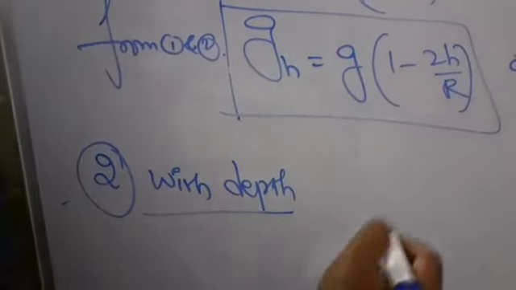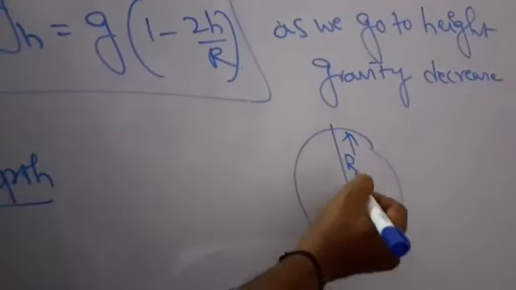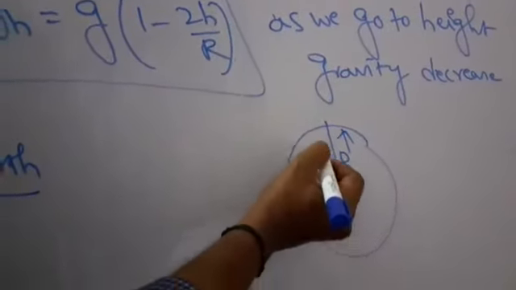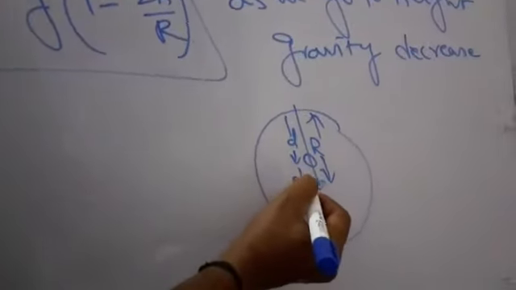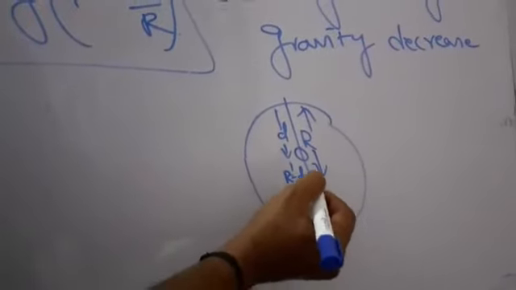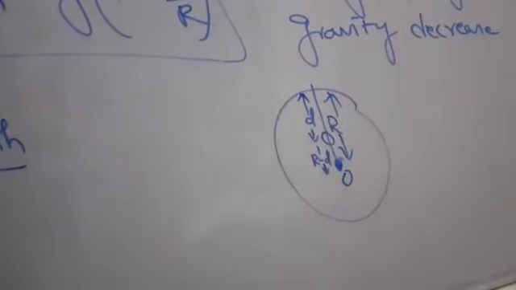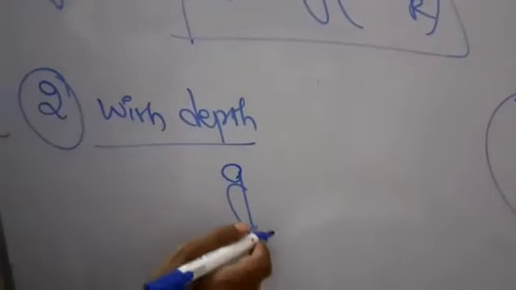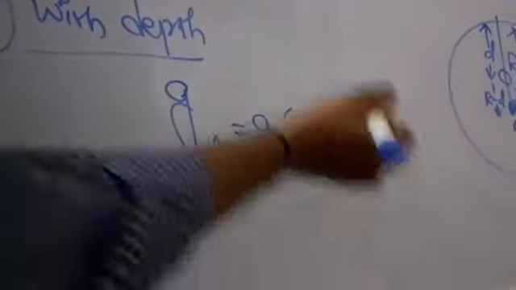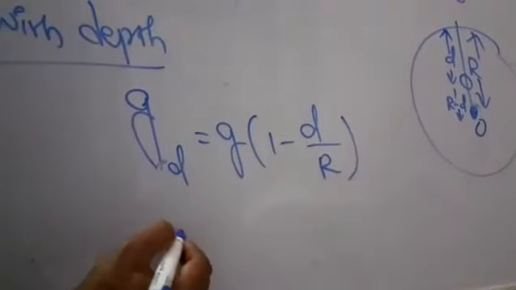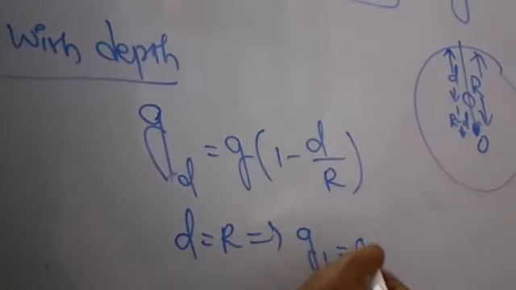Second, variation of g with depth. We can consider the earth, where the radius is R. Now we can bring this object to a depth d, so the distance from the center O is R minus d. The variation of g with depth formula is g d is equal to g into 1 minus d by R. So if d is equal to R, then g d is equal to 0.